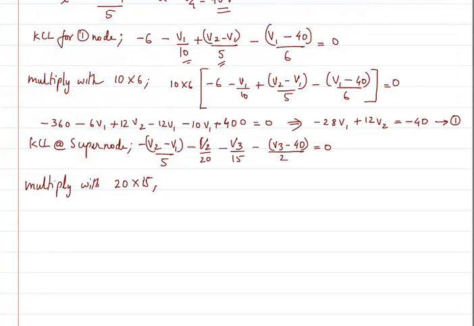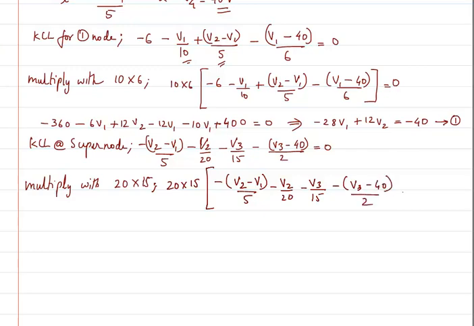Anyway, so I'm going to multiply with this, so I will get 20 into 15 multiplied with minus of V2 minus V1 divided by 5, minus of V2 by 20, minus of V3 by 15, minus of V3 minus 40 by 2 is equal to 0.